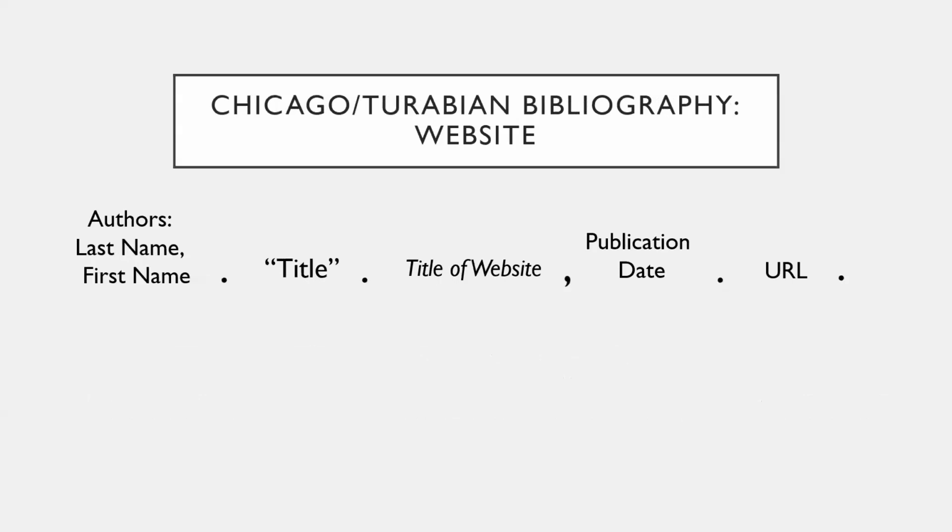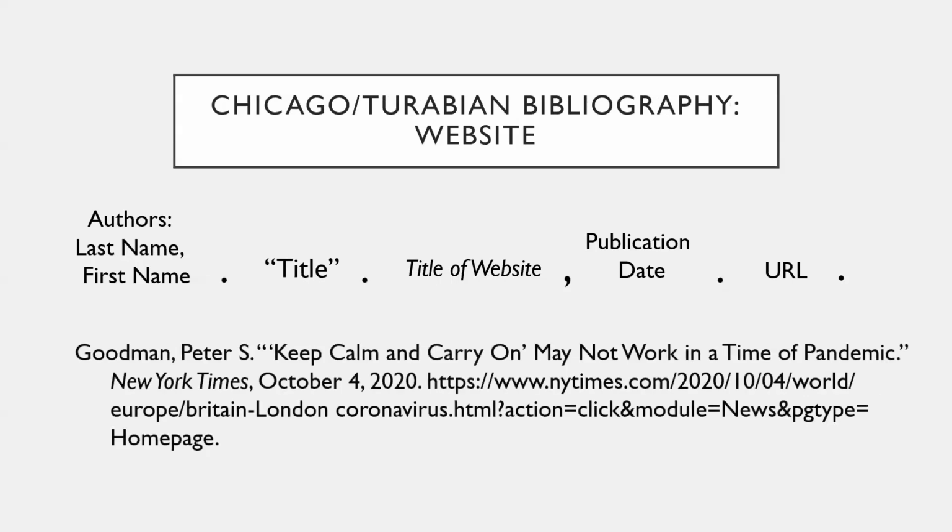So for the bibliography, you simply invert the author's name, and you separate everything with periods. So you have the title in quotations with a period. The title of the website is italicized with a comma, and then it has the date, and then you have the URL. So those are how to cite books, ebooks, electronic articles, and websites in APA, MLA, and Chicago. And remember, Chicago has two because it has a footnote and a bibliography.